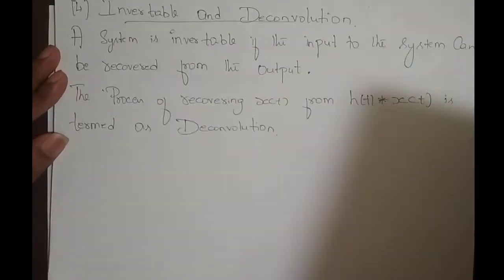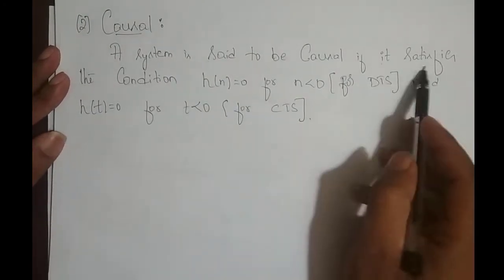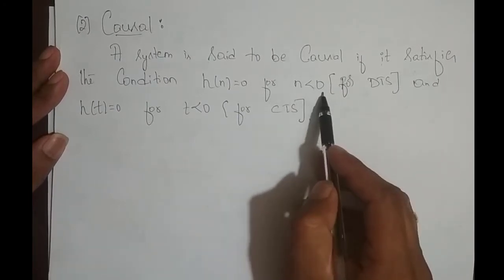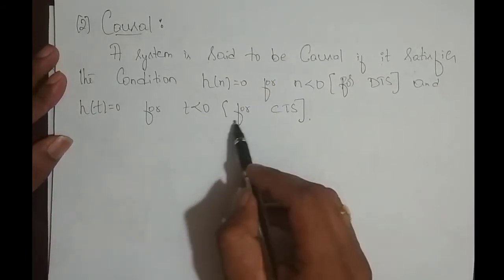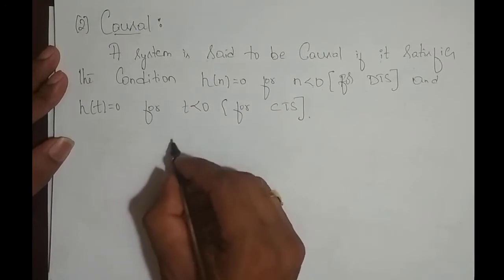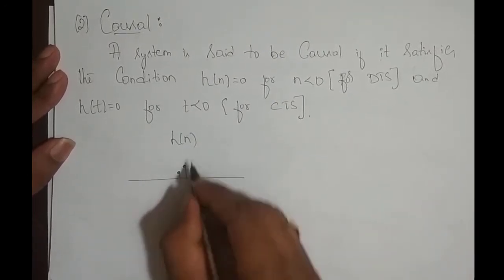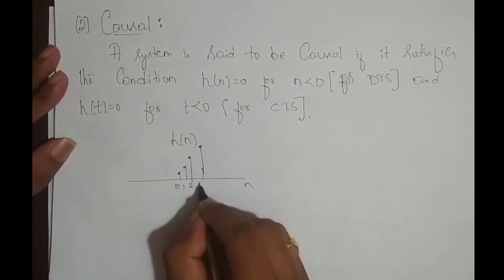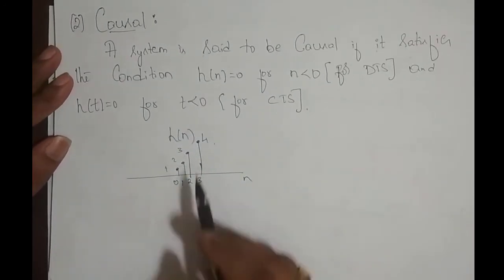Next, we shall discuss causal. A system is said to be causal if it satisfies the condition h of n is equal to 0 for n less than 0, if the system is discrete time system, and h of t equal to 0 for t less than 0 if the system is continuous time system. Say an example, h of n is something like this. So n is 0, 1, 2, 3, and the amplitudes 1, 2, 3, 4. Okay. So what is the condition?